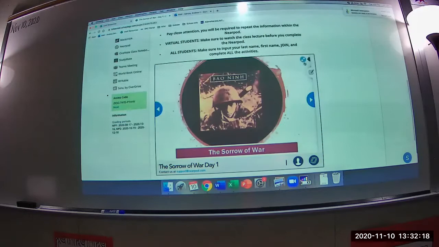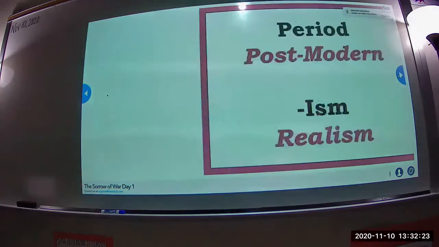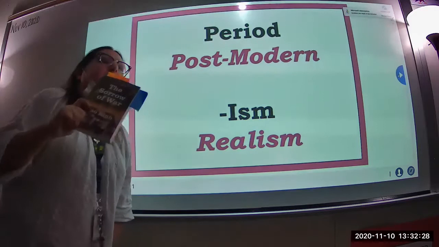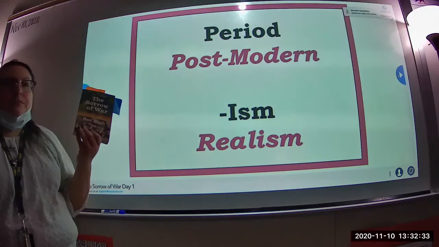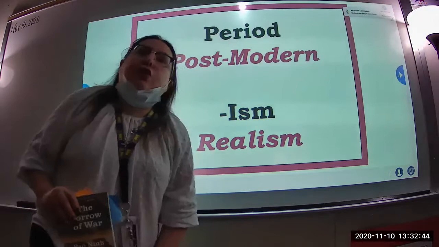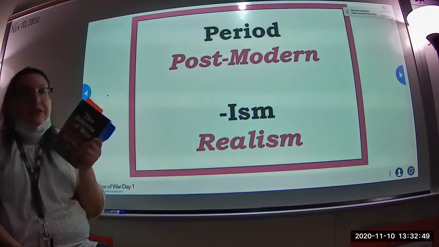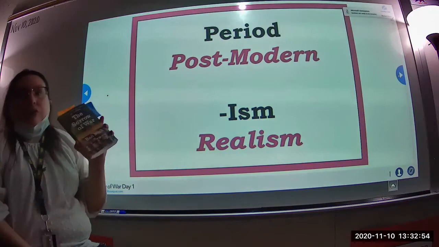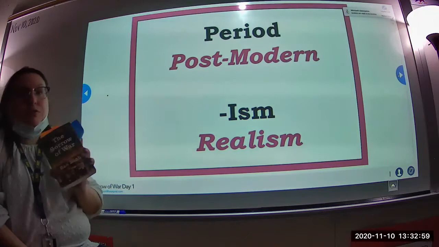So, The Sorrow of War by Bao Ninh. First and foremost, you need to understand that this is a postmodern text. Why is it considered postmodern? It takes place in the Vietnam War, which is a historical period, right? Yes. That is one of the characteristics of postmodern. Does it sugarcoat anything? No. It's a very graphic novel, very detailed. So there's definitely a hint of realism. Just like The Things They Carried, this is a postmodern and realism book, okay?